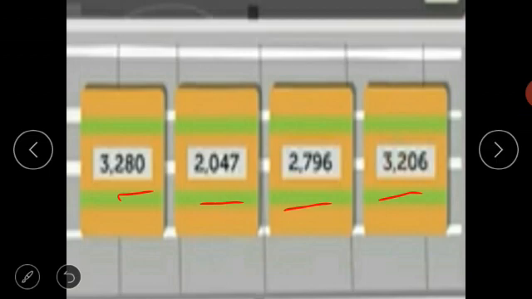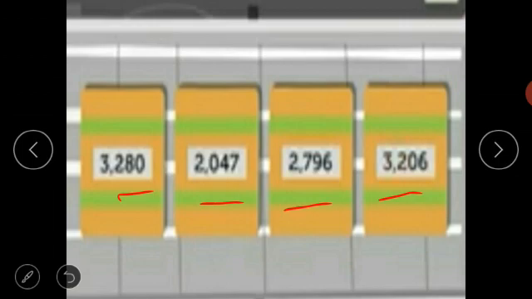Very good. Count all the digits. 3280 has 4 digits. 2047 also has 4 digits. 2796 also has 4 digits. 3206 also has 4 digits. So all the numbers have 4 digits.